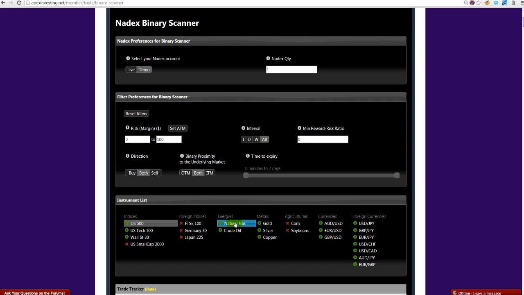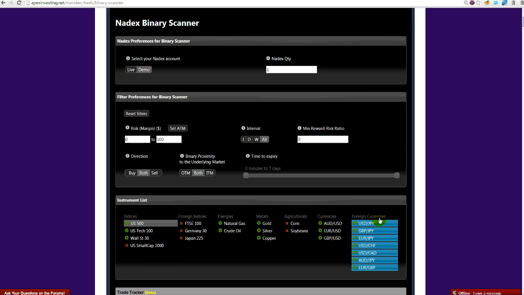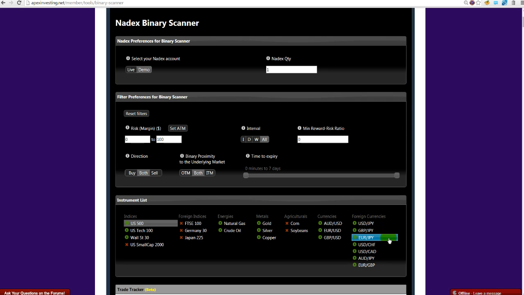Also, there's natural gas and crude oil. So that's the CL contract. We got gold, silver, and copper, so you can trade the metals. As far as the ags, their liquidity is in the morning. They're open in the morning there, corn and soybeans. And then you got Aussie dollar, euro dollar, pound dollar. And then dollar yen, pound yen, euro yen, dollar franc, dollar CAD, and Nadex recently, in the last couple months, added Aussie yen and euro pound. So you have a lot of contracts you can trade.